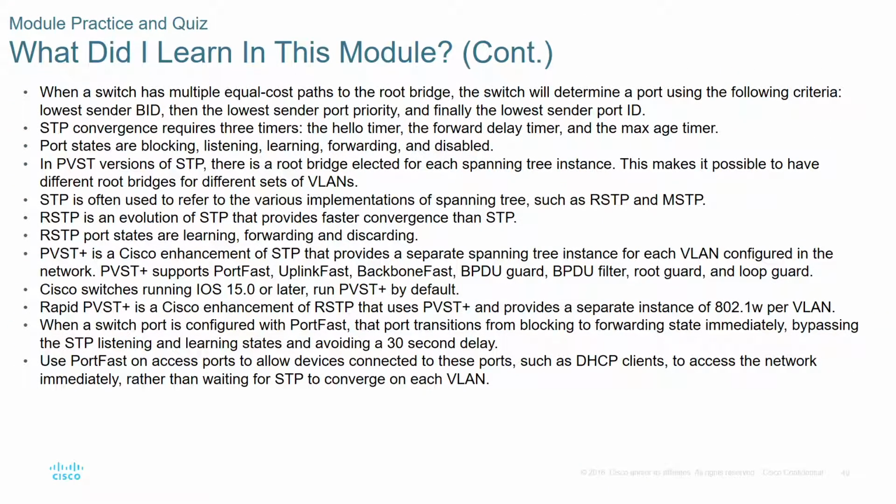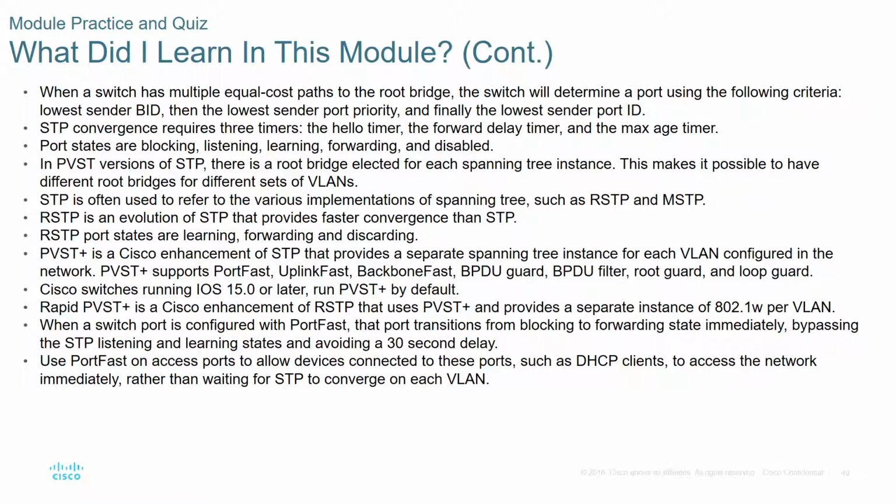When a switch has multiple equal cost paths to a root bridge, the switch will determine a port using the following criteria. So it's the lowest sender bridge ID, then the lowest sender port priority, and finally the lowest sender port ID. So those are the three criteria that are used to break any deadlocks.